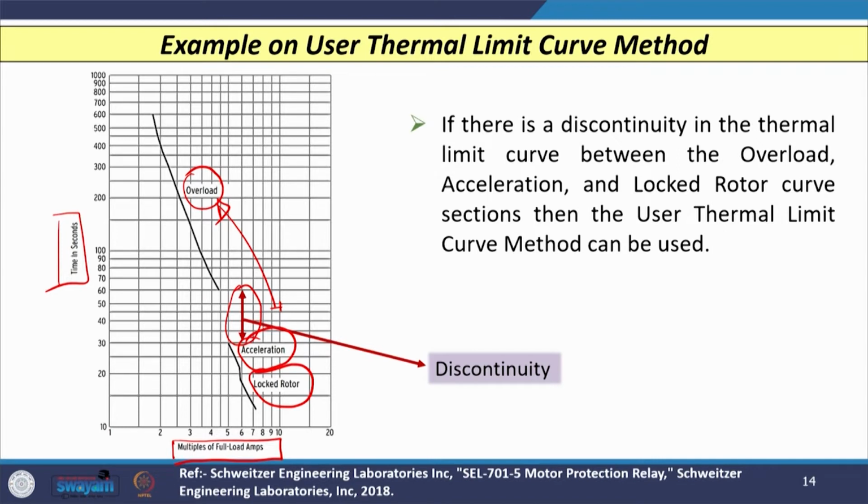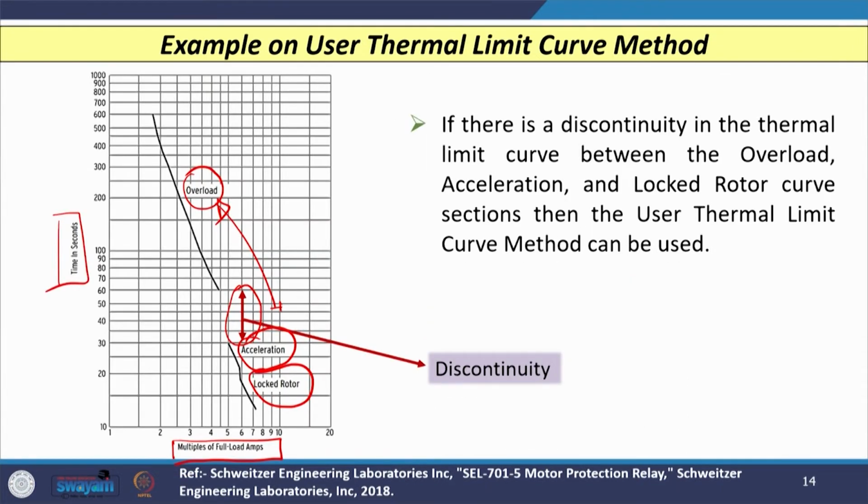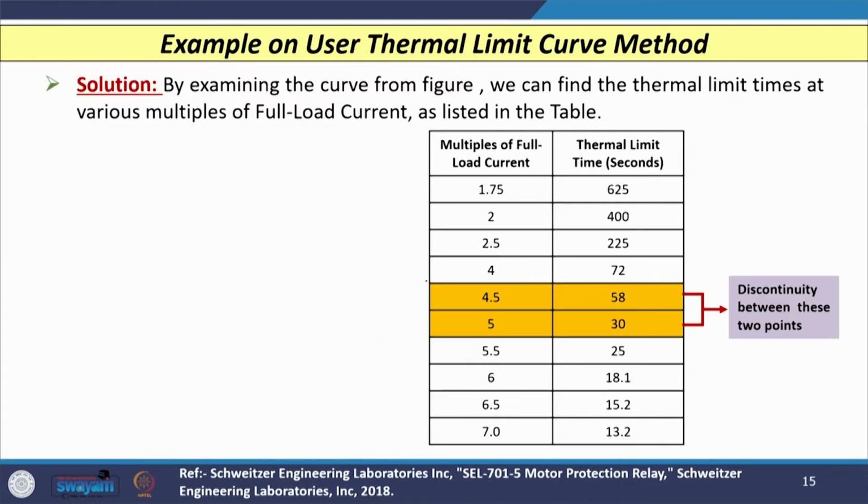So, with this discontinuity let us see how we can have or how the calculations are to be carried out if we go for user thermal limit curve method. So, if we examine this curve, then we can find that the thermal limit times at various multiples of full load currents are listed in this table. So, what I have done, you can see that there is a discontinuity from this point, and if I extend it, this value comes out to be 4.5, and when this curve of acceleration start, if I extend this point, this value comes out to be 5. So, there is a discontinuity between the multiple of full load amps from 4.5 to 5. So, you can see this 2 points 4.5 multiples of full load amps and 5 that I have marked, and the thermal limit time in seconds are also given here, because there is a discontinuity between these 2 points.